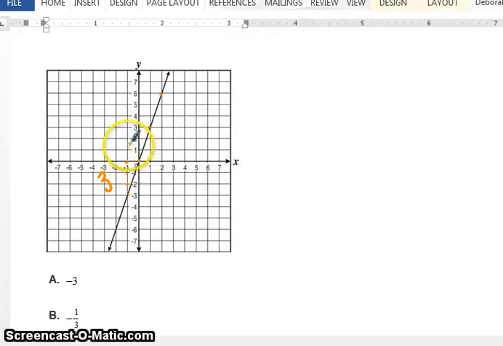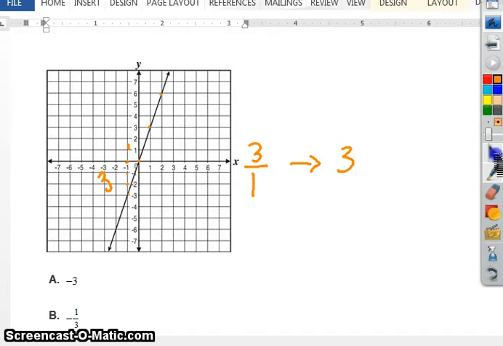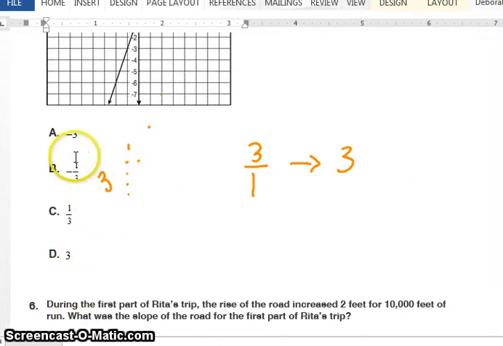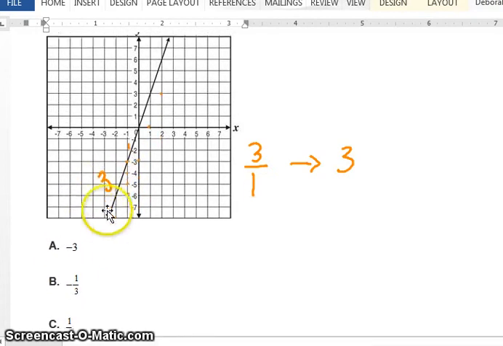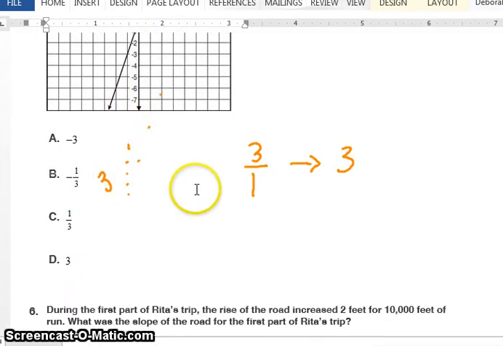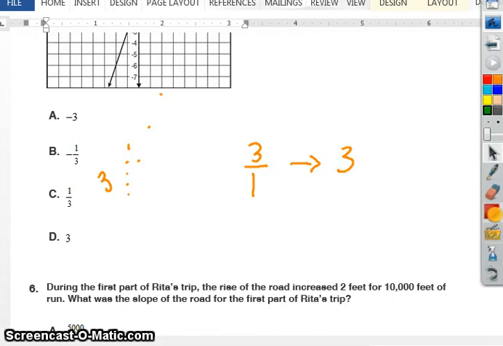Go to the right 1. So I have a 3 over 1, which I hope you know in simplest form is 3. So let's look for that in our choices. 3. Now you should be able to rule out A and B because it's starting low on the left, increasing to the right, should be a positive. So you should be able to narrow it down to C or D.